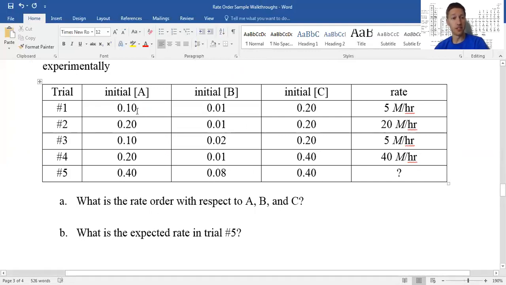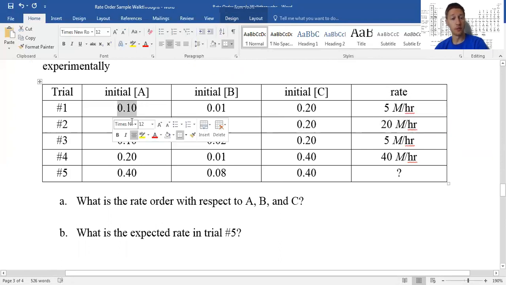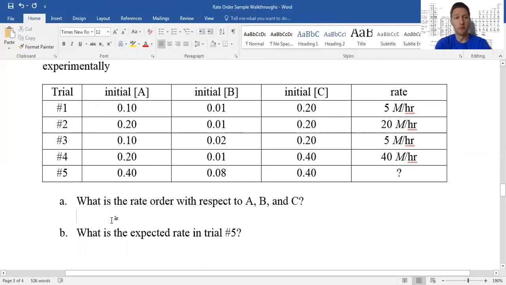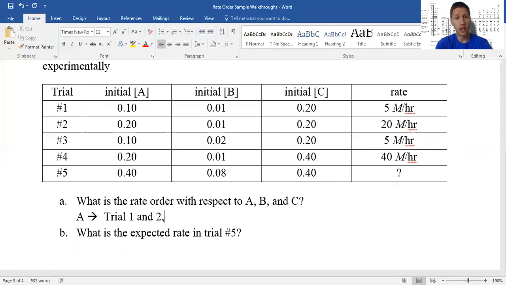So if you see that in trial 1, compared to trial 2, what have we changed? All we've changed going from trial 1 to trial 2 is we have doubled A. So going from here, point 1 to point 2, we have doubled A. We did not change B. We did not change C. So I guess we should say, so for A, what 2 trials are we using? We're using trial 1 and 2.